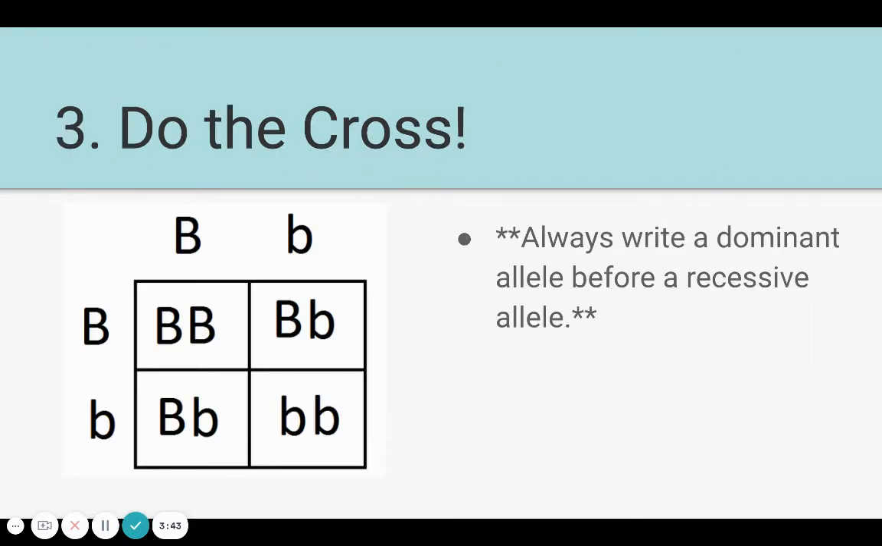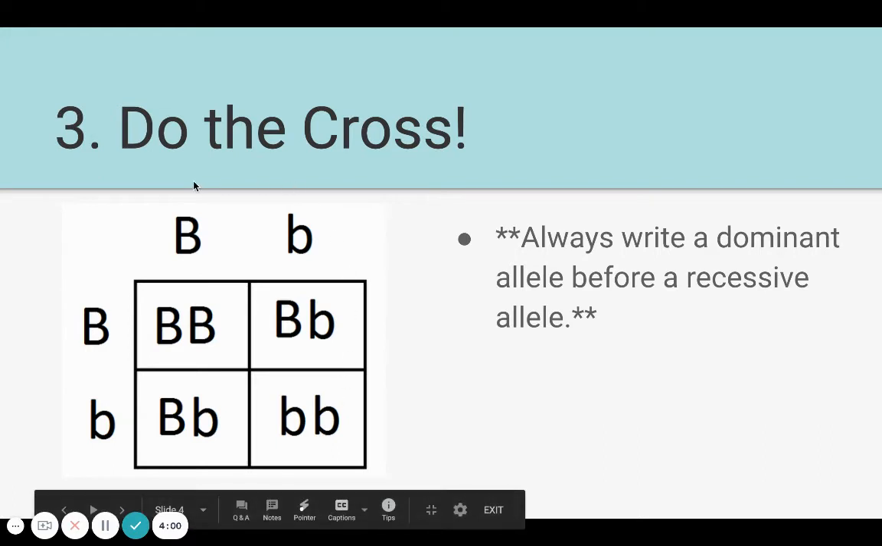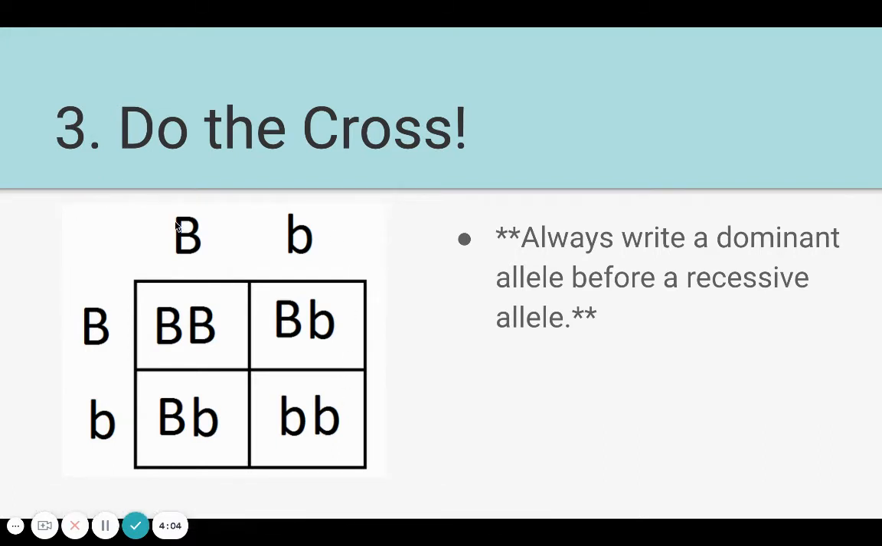The third step is to do the cross. Something to note, always write a dominant allele, or an uppercase letter, before a recessive allele, a lowercase letter. I know these are not the same letters that we were using before, but it still shows a correct cross.